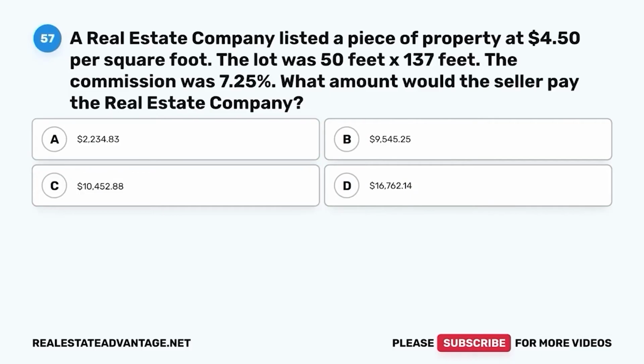Question 57. A real estate company listed a piece of property at $4.50 per square foot. The lot was 50 feet by 137 feet. The commission was 7.25%. What amount would the seller pay the real estate company? A. $2,234.83. B. $9,545.25. C. $10,452.88. D.